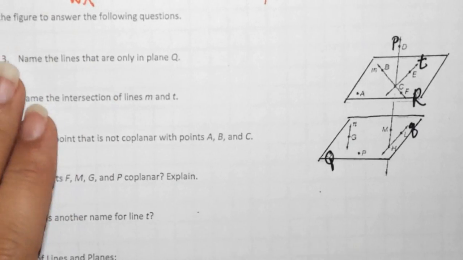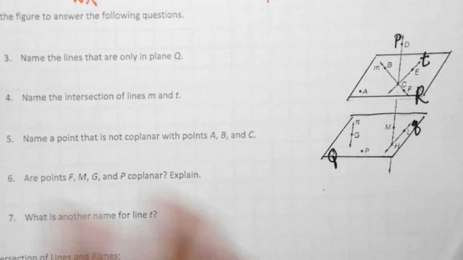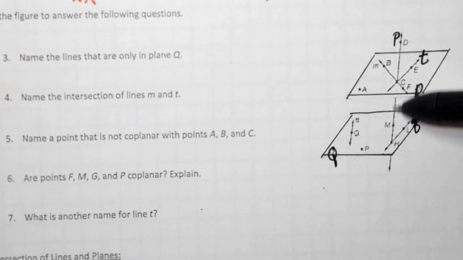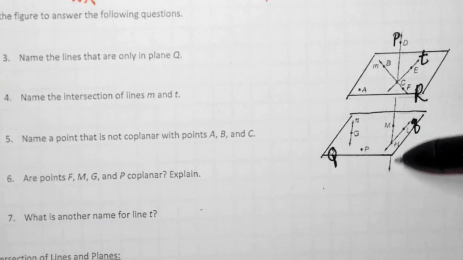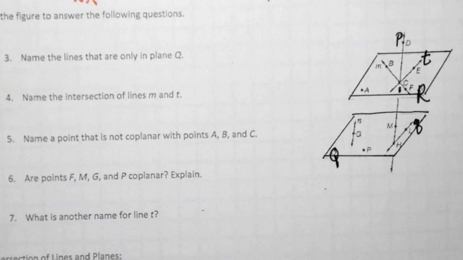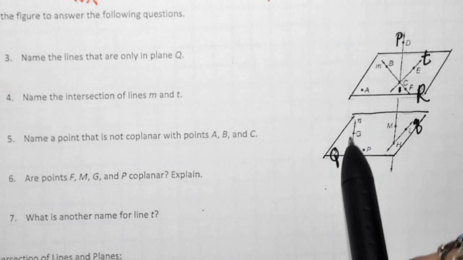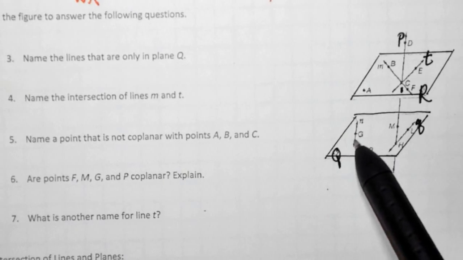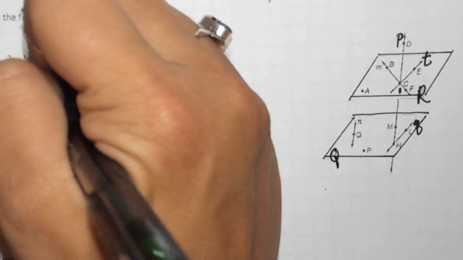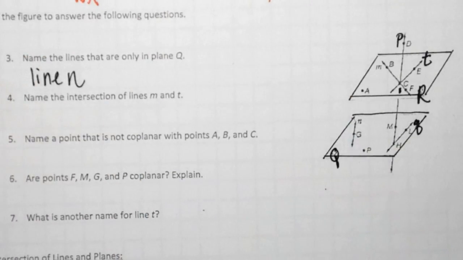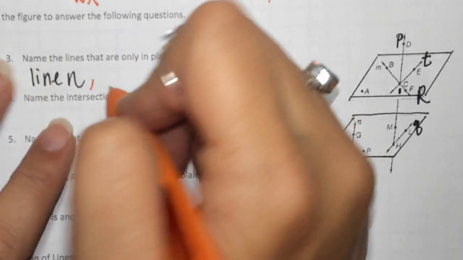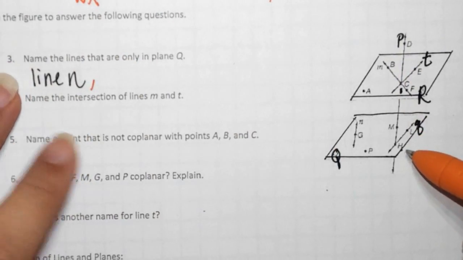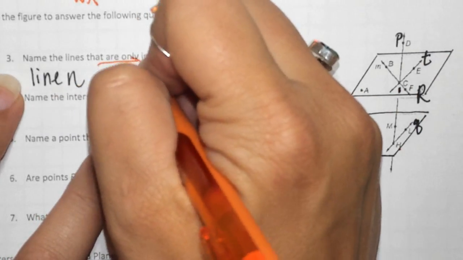Okay, now number 3 says, name the lines that are only in plane Q. So do you see this line right here? Does it go through both of them? It does. It keeps going. This extends through both, so we can't name that one. But what about this line right here, this line N? Is that only in plane Q? Yes. So write line N. Look at us go. Cool. Is there another one that's also in plane Q? Yes. What? Line Q? Or could we call that LH? We could. All right, so let's call it LH and let's put the line over the top of it.